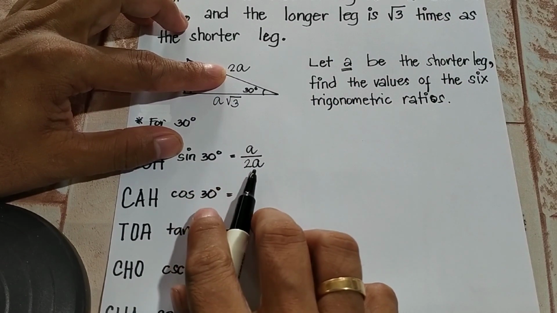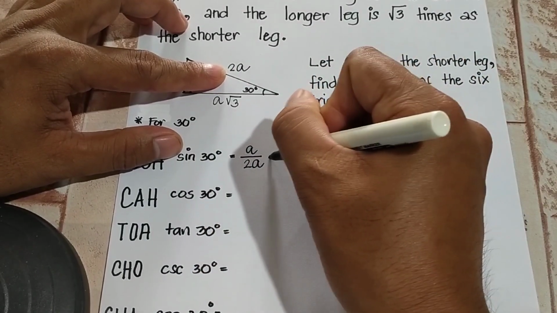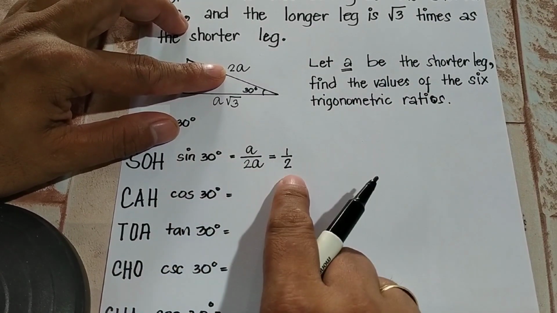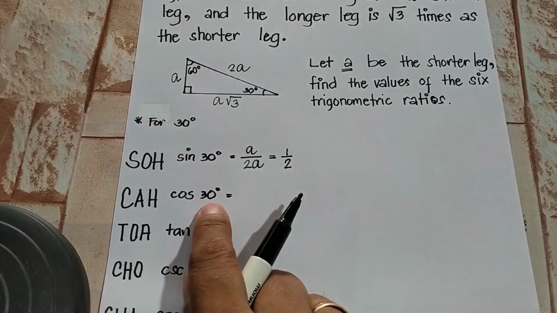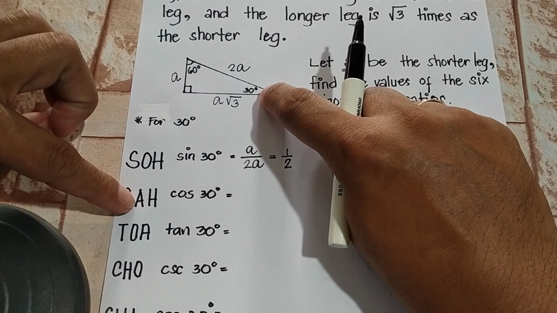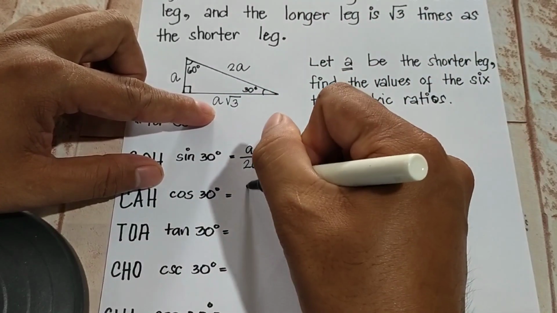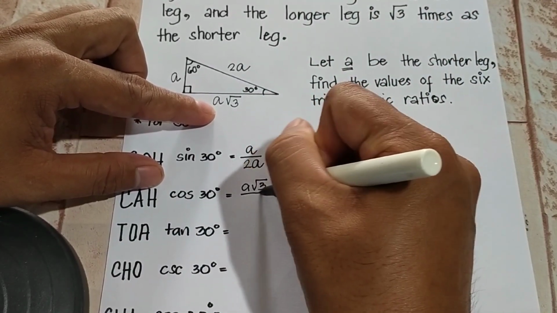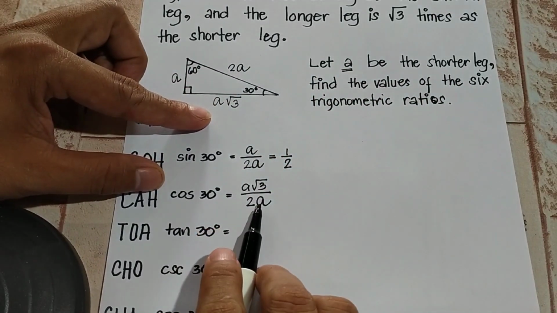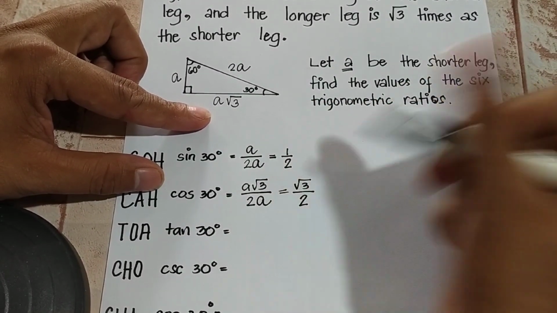Therefore, what is A divided by 2A? A divided by A is 1, so 1 over 2. So when you say sine 30, that is equal to 1 half. Next, how about cosine 30? Here is the angle. That is adjacent over hypotenuse. So what is the adjacent? That is A square root of 3, over the hypotenuse, that is 2A. A divided by A is 1, so what is left is square root of 3 over 2.